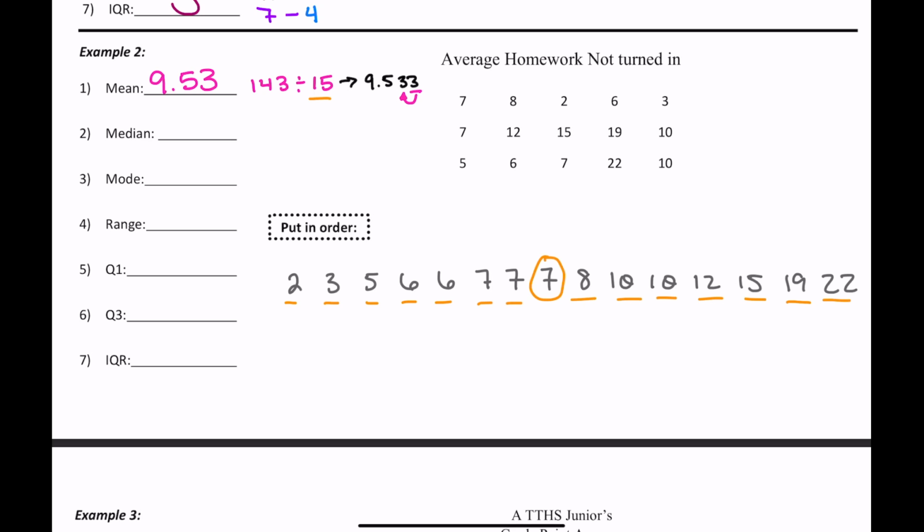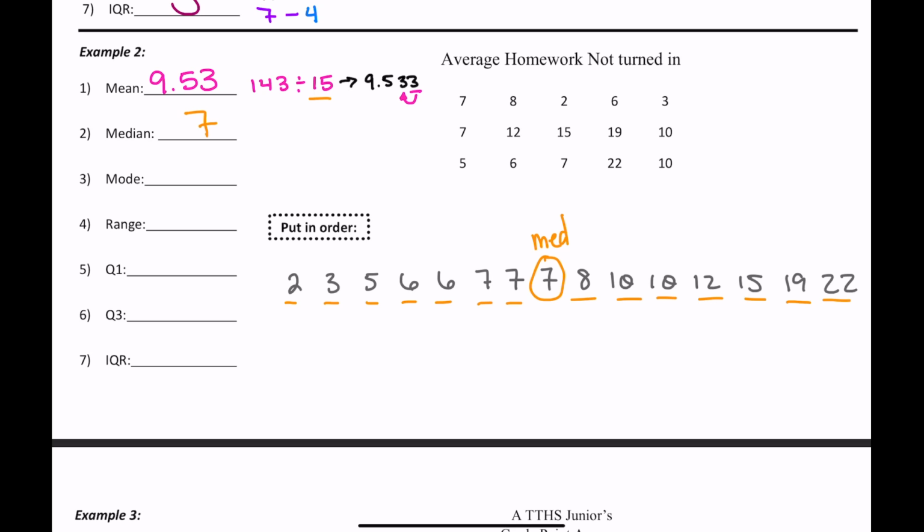All right, so this last 7 in our little list here in order is the one in the middle. It's got 7 numbers on the left side and 7 numbers on the right side. So it is most definitely our middle number. It is our median. So I'm going to put 7 for our median.